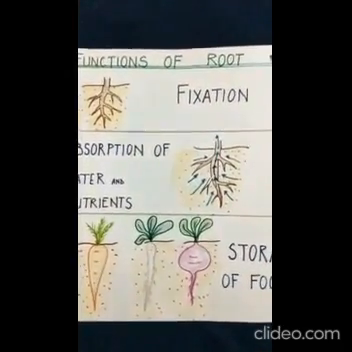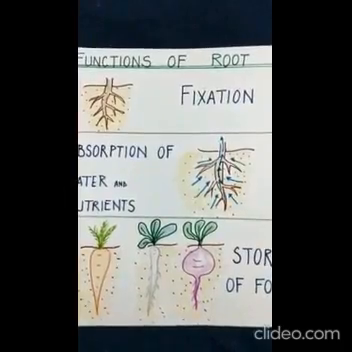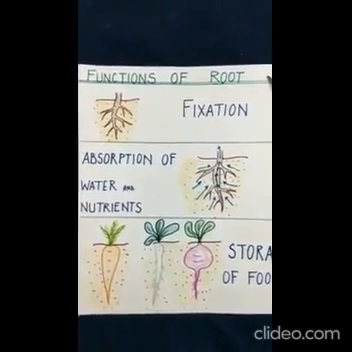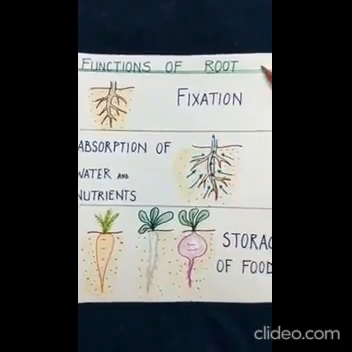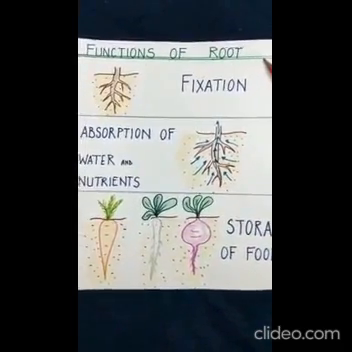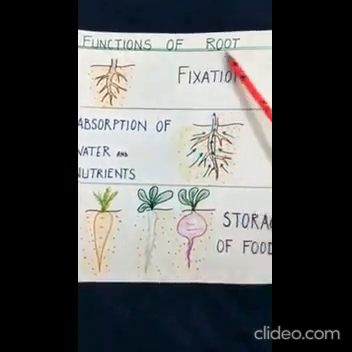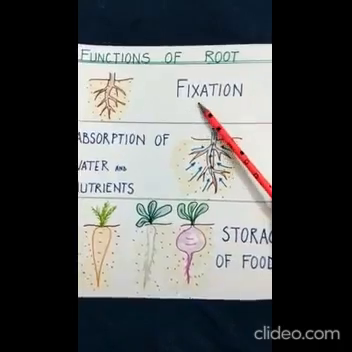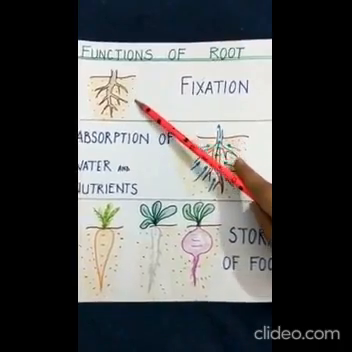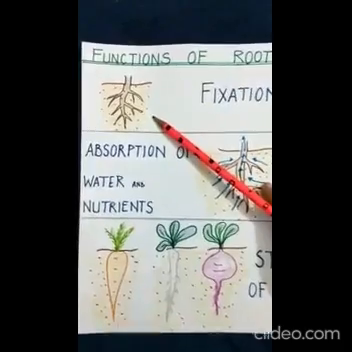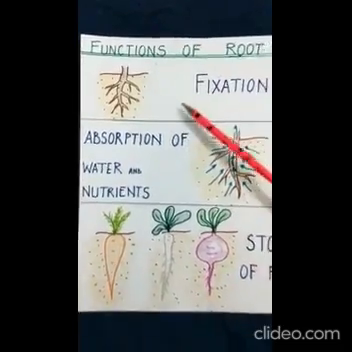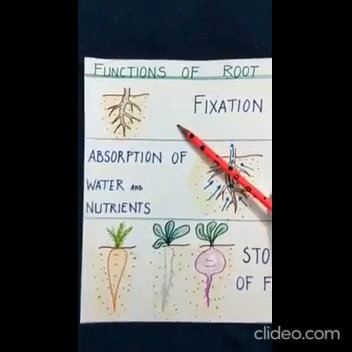Children, as I told you that all the parts of a plant perform some functions. Now let me tell you why are these roots important for the plants. No plant can live or grow without roots. So what are the functions of root? The first one is fixation. Means roots hold the plant firmly to the soil so that plants do not topple over. They fix the plant in the soil.